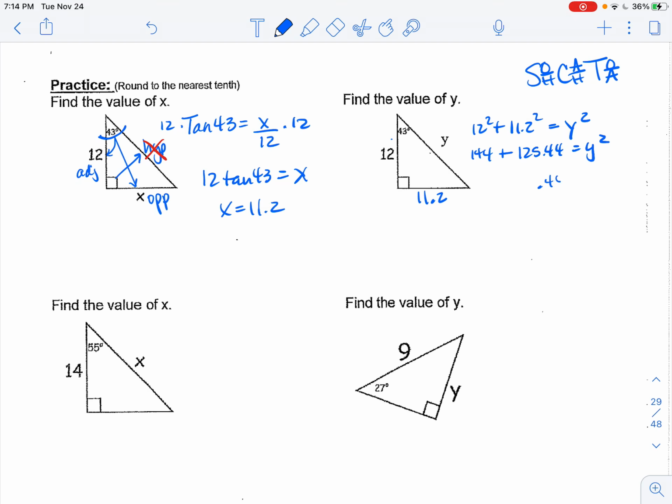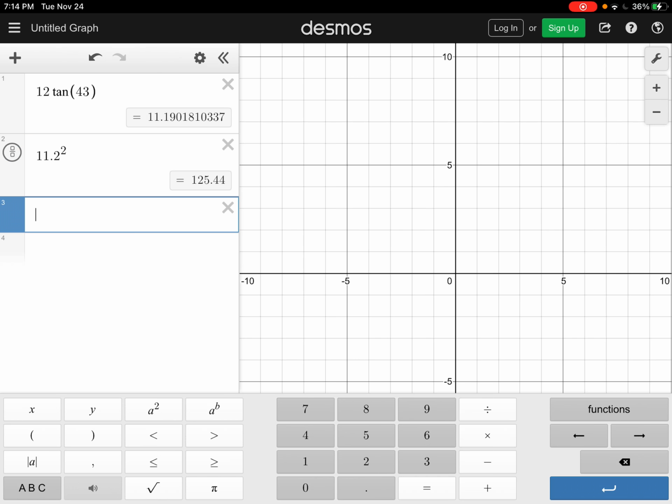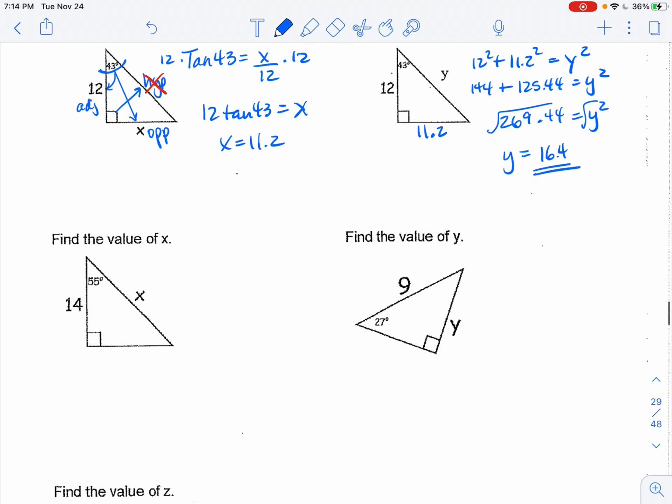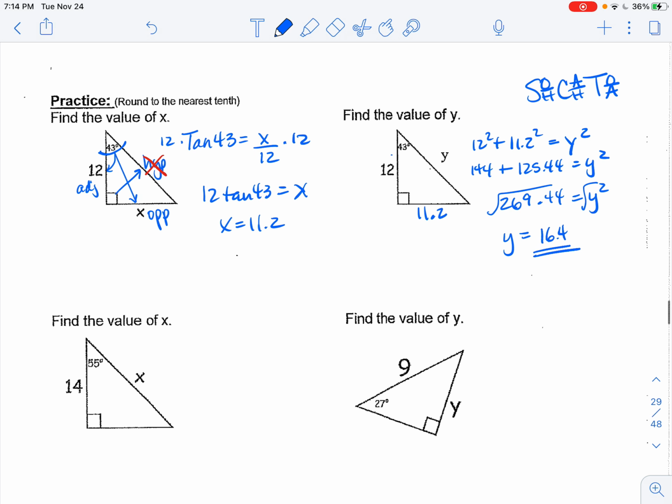We add these together. Let's see, 5 and 4 is 9, 2 and 4 is 6. 269.44 is equal to y squared. And when we take the square root, y is equal to the square root of that. So square root of 269.44. How about 16.4? And that's done.